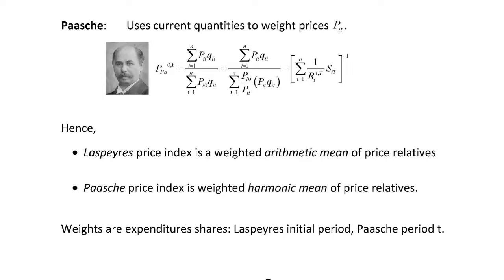And if you rearrange that, it becomes something a little bit like what you've got in the square bracket, which is a weighted average of 1 over the price relatives. That's actually what's called a weighted harmonic mean of price relatives, where the weights are given by the expenditure shares at time t. Sorry, in the figure that it's a capital T, it should be a little t, but it doesn't really matter. So the weights here are expenditure shares. Laspeyres uses the initial period, Paasche uses period t.